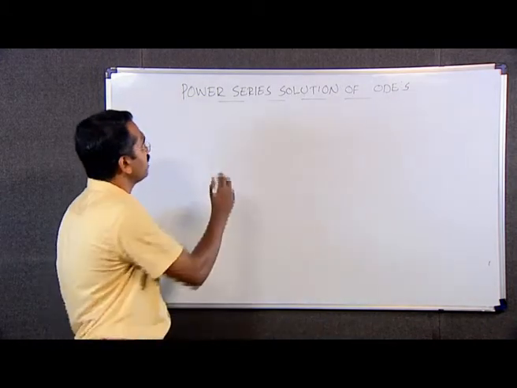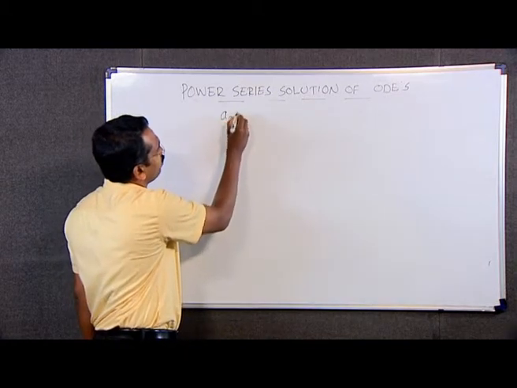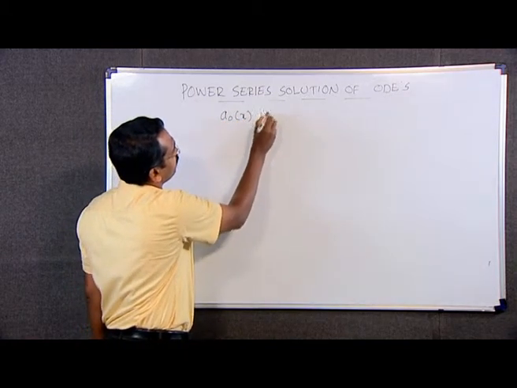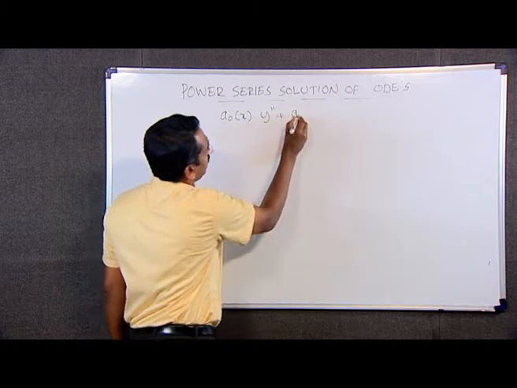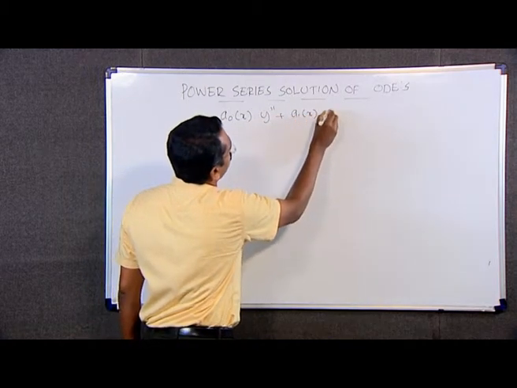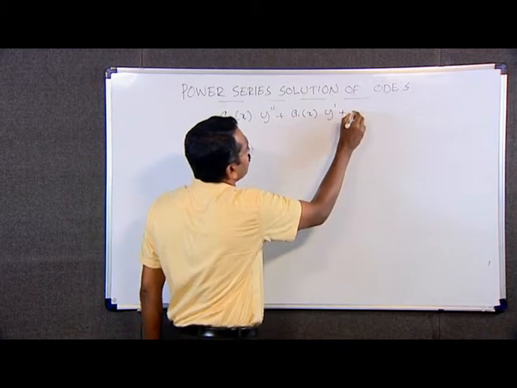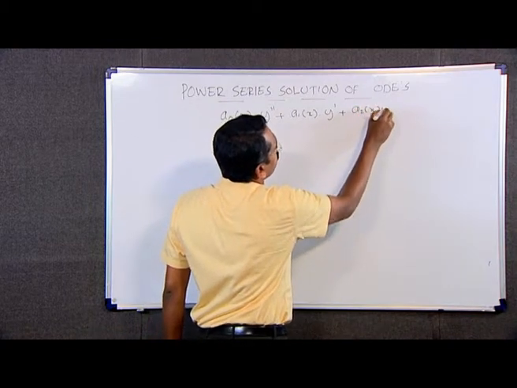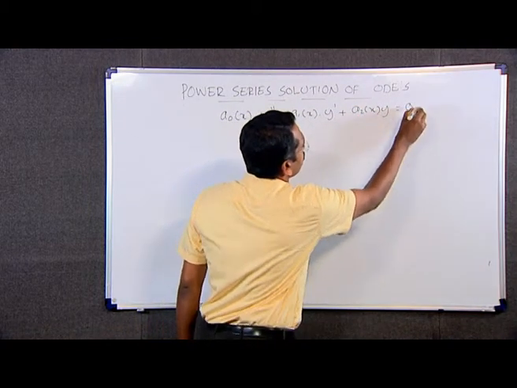The general format is a0(x) y'' plus a1(x) y' plus a2(x) y is equal to 0.